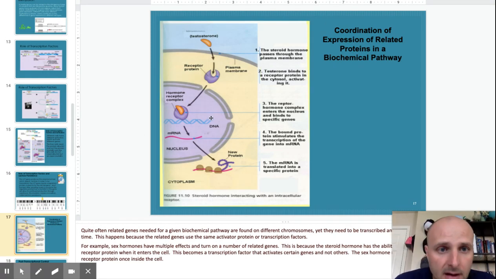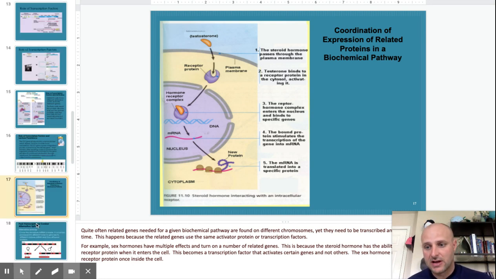Here, this talks about how related genes can often be found on different chromosomes, and they need to be transcribed together. A big example of how this happens is with sex hormones. Sex hormones can control lots of genes on lots of different chromosomes and make them work at the same time.